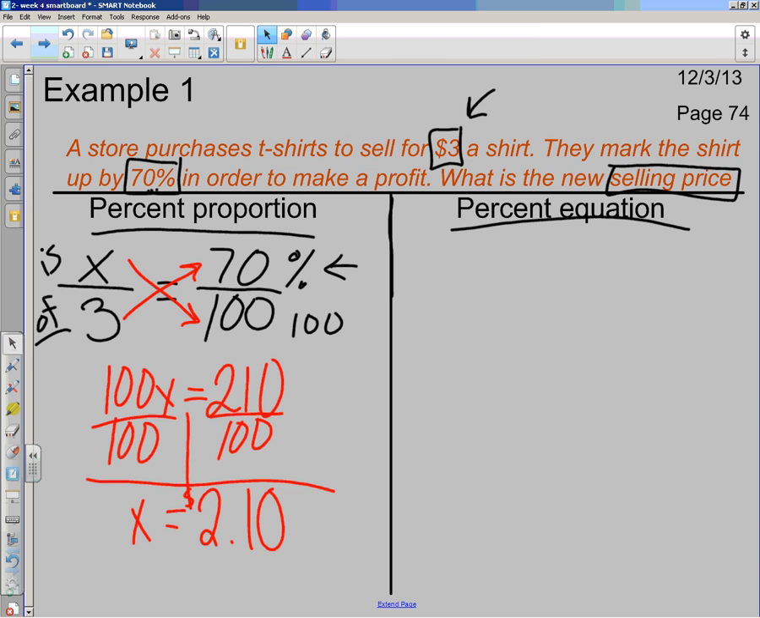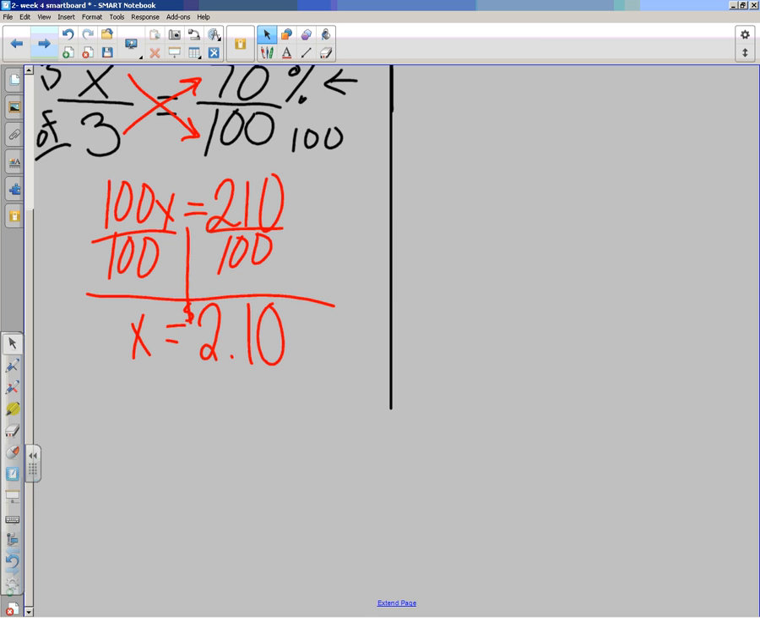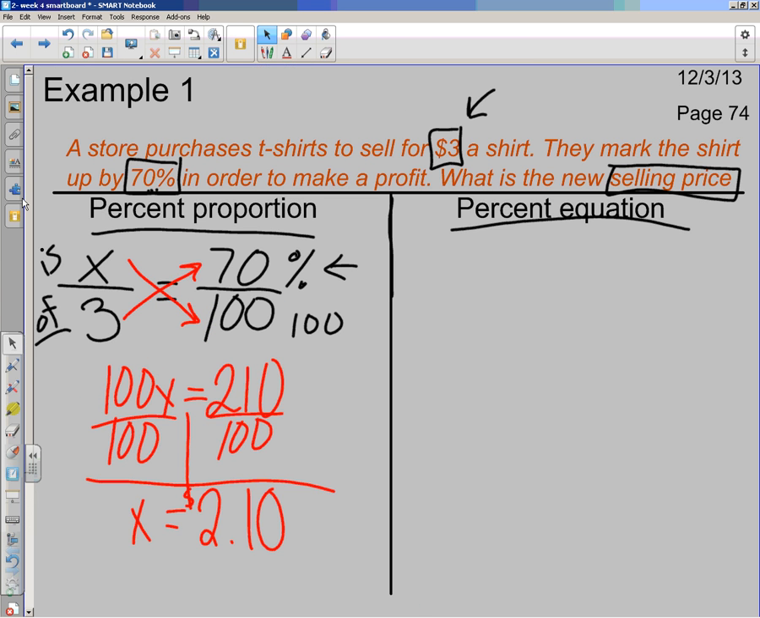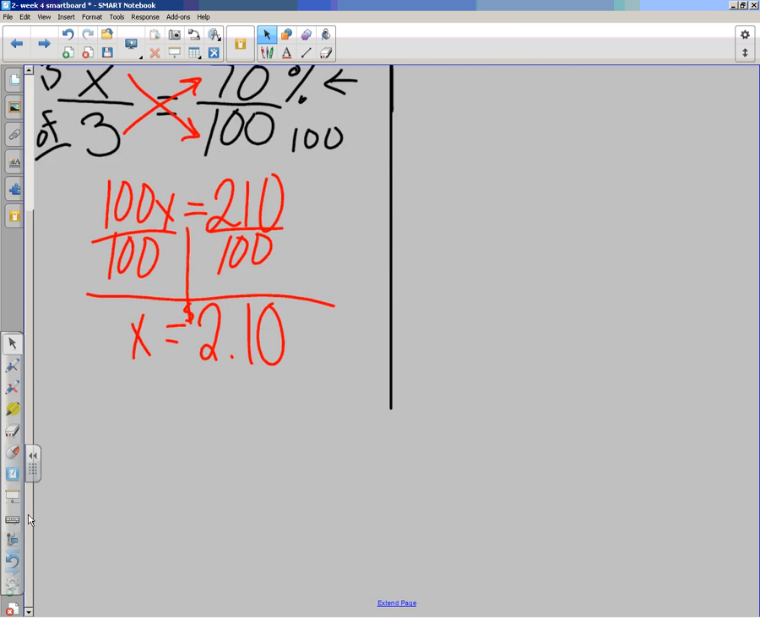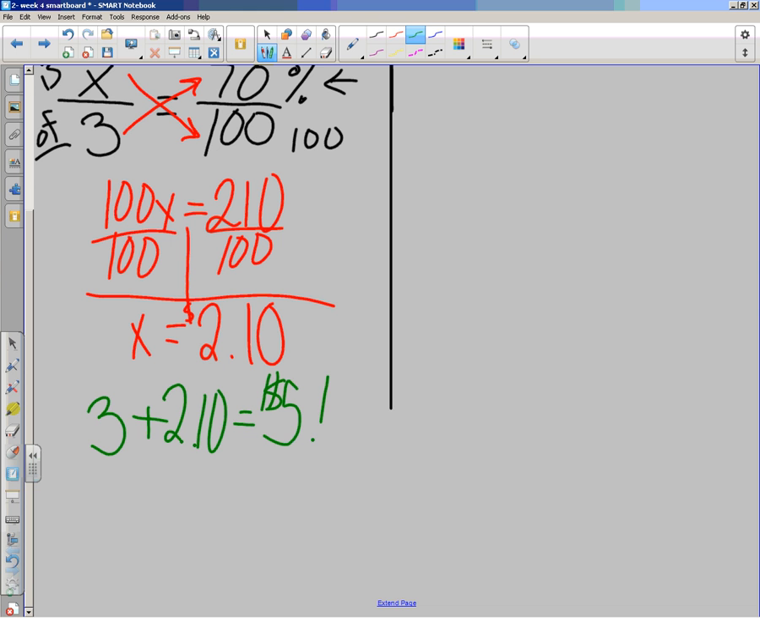So in order to figure out the final selling price, because that's what this problem is asking us to find right over here, we have to take the original price of the shirt, which is $3, and add to that $2.10. So our new cost of the shirt is $5.10. Make sure you wrote all that down. Take a minute to really try and understand it so we know what we're doing.